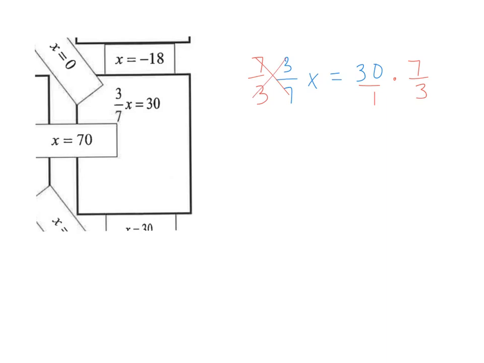This would give us 21 over 21, which is a copycat fraction which equals 1, and 1 times x is just x. Over on the right-hand side, I can cross-cancel. 3 goes into 3 once, 3 goes into 30 10 times. Multiply straight across, I would get 70 over 1, or x is equal to 70. So it looks like we're going to go right to the left.